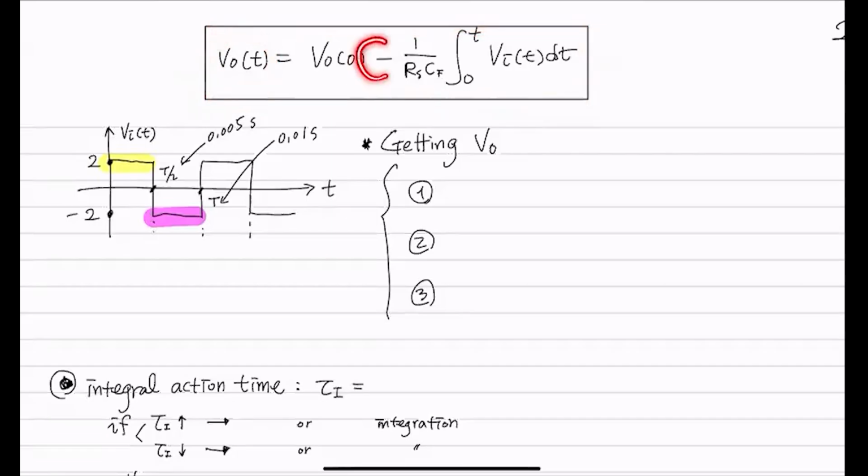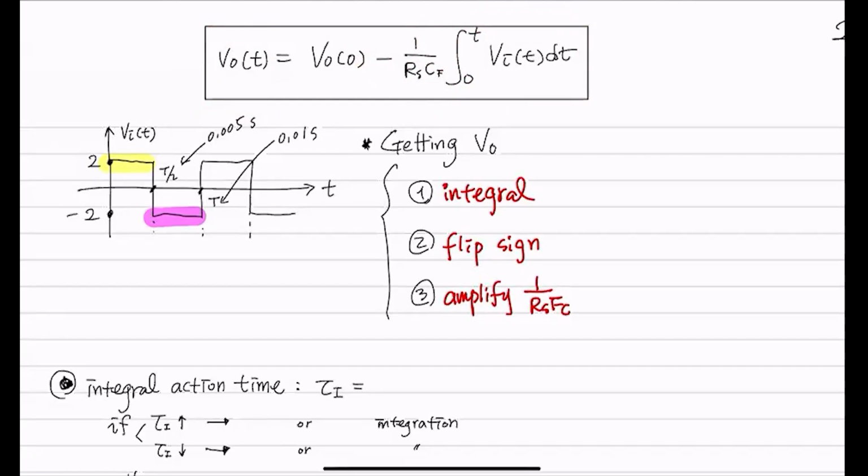Your output is negative 1 over RSCF times this integral. So qualitatively speaking, getting your output voltage can be done in 3 steps. First, you find the integral, then you flip the sign, then amplify by 1 over RSCF. That's this here. You integrate, that's step number 1. Then you flip the sign, step number 2. Then you amplify, multiply by that 1 over RSCF, step number 3.